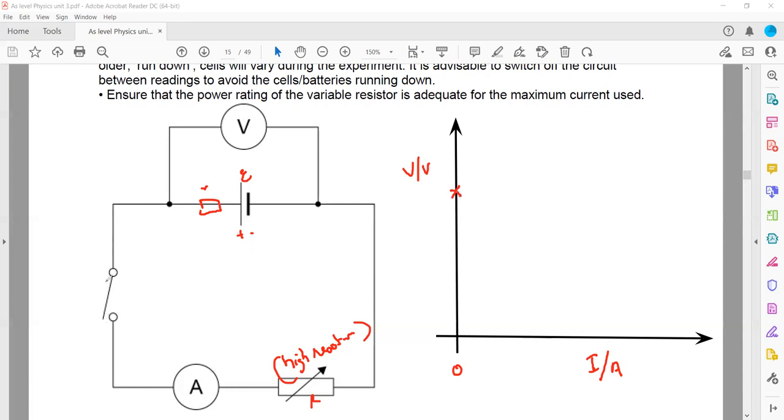Then we now close this switch and the resistance is still high. When the resistance is high, the current coming out from the battery is low. The voltage drop across the internal resistance depends on I times R. R is constant, so it basically depends on the current I. If the current is low, the voltage which drops internally will be low, a smaller amount of voltage.